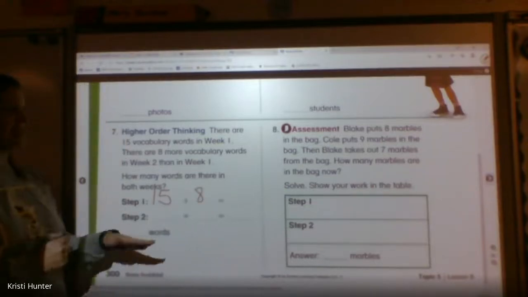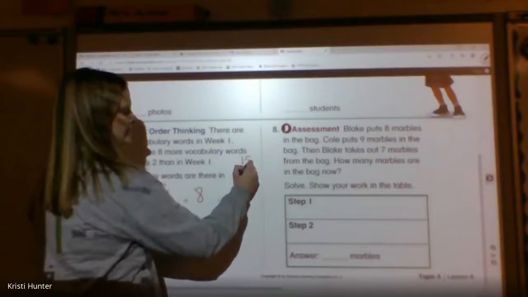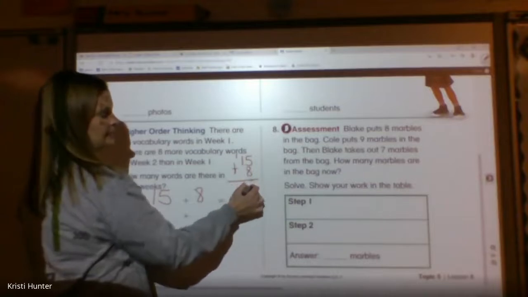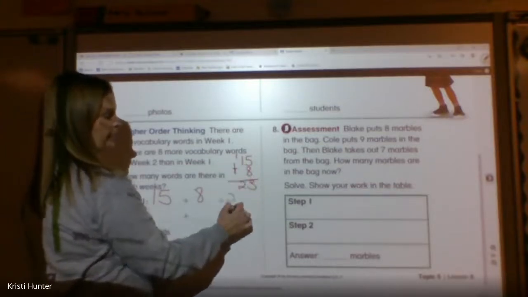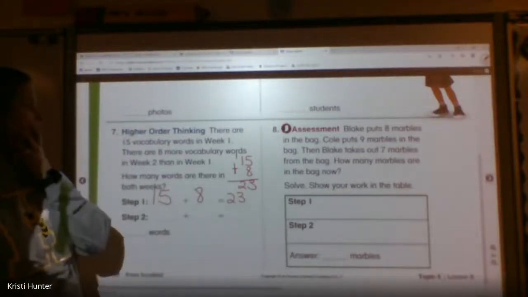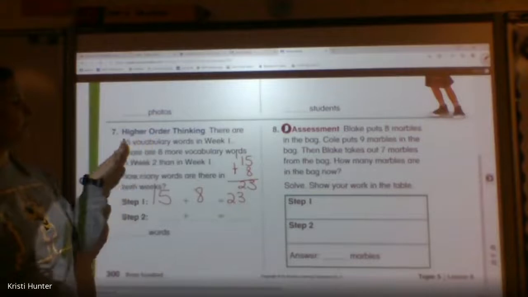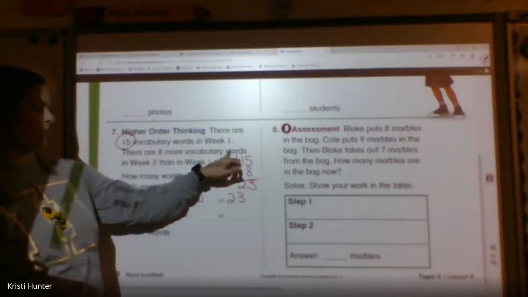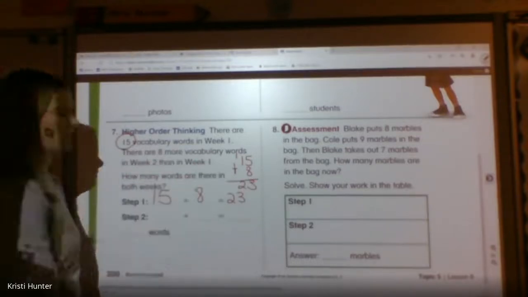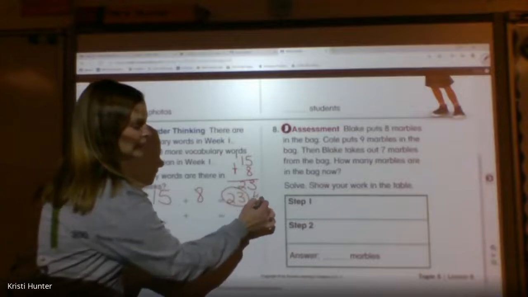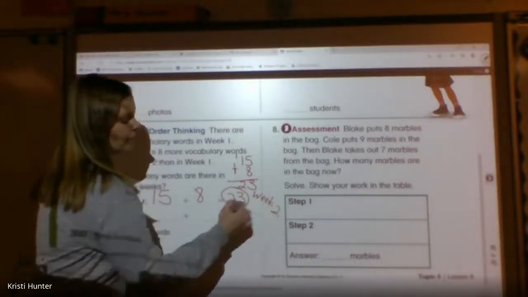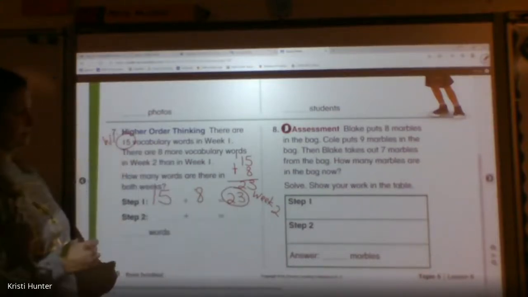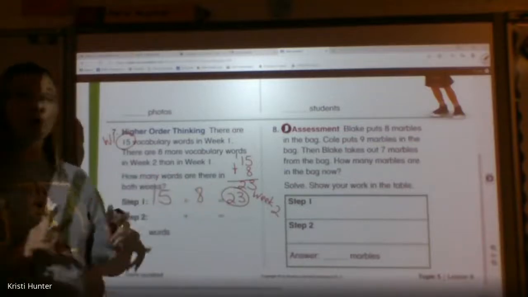So 15 plus 8, that may not be a problem that I have memorized. So I'm going to set it up here. 15 plus 8, well, 5 plus 8 is 13. 1 plus 1 is 2, so 23. Now hold on, there are 23 when? Let's think about that. There are 15 vocabulary words in week 1. Got it. There are 8 more vocabulary words in week 2 than week 1. So this 23 is really my week 2 number. So here's week 1. There's week 2.